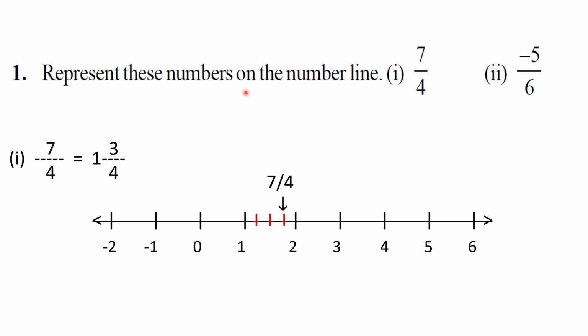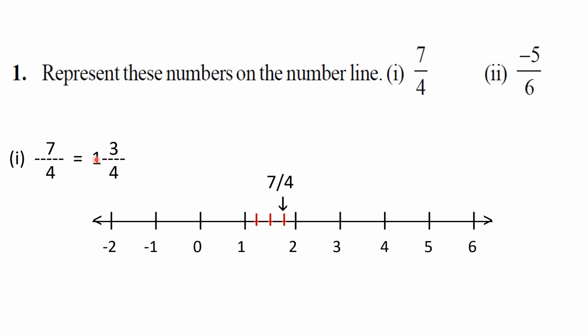So the first question is regarding representing numbers on the number line. It says represent these numbers on the number line. So the first number is 7 upon 4. Look at this number very carefully. The numerator is greater than the denominator. So first we split this number into two, that is the whole part and the proper fraction. When you divide 7 by 4, you get 1 as the quotient, 3 as the remainder, and 4 is the divisor. Now in proper fractions, the decimal expression is always less than 1.